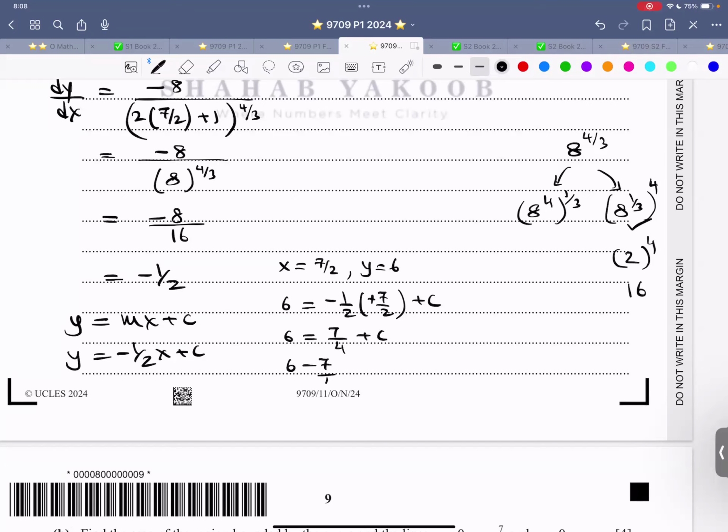Negative goes on the other side, becomes positive. 6 minus negative 7 over 4 is equal to c. 4 6s are 24. 24 plus 7, 31 over 4, that is c. Therefore, the equation of the tangent is y = negative half x + 31 over 4. Leave the answer as it is. All good, all clear?